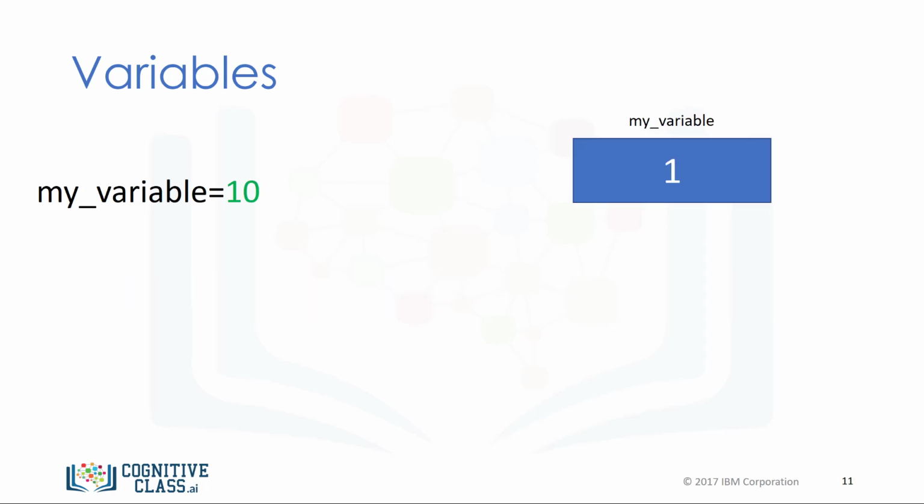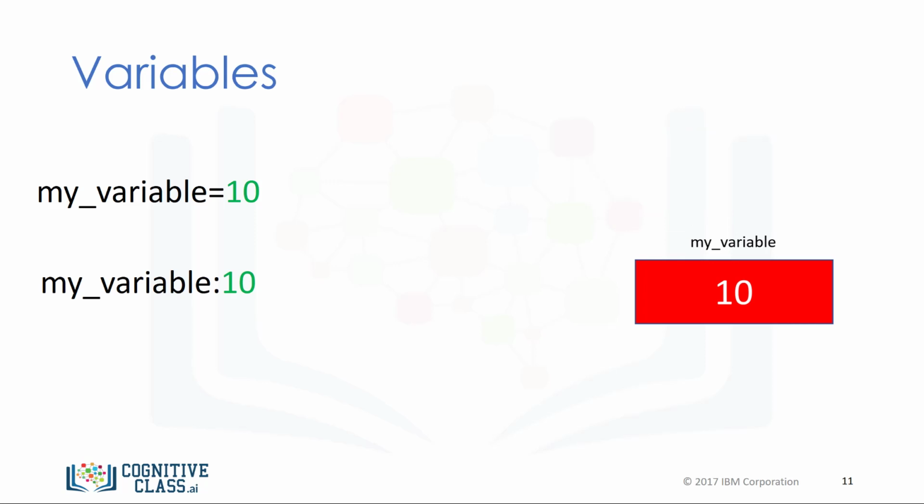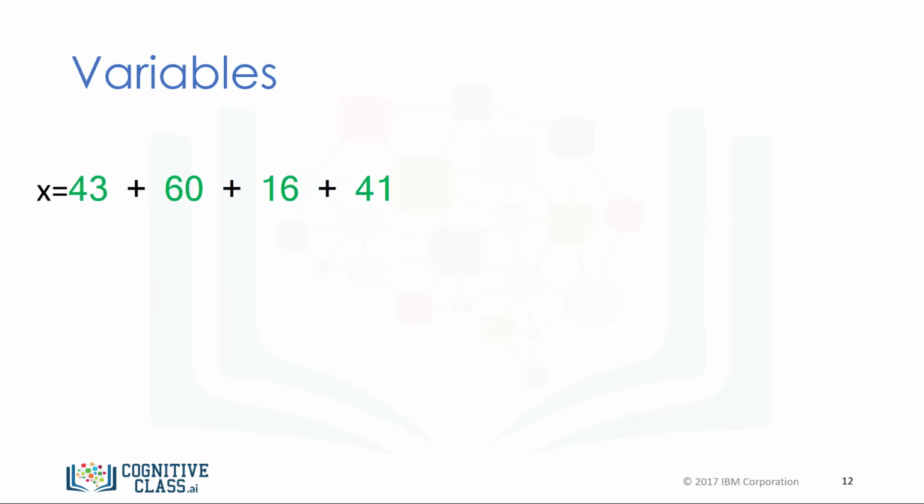We can assign a new value to my_variable using the assignment operator. We assign a value of 10. The variable now has a value of 10. The old value of the variable is not important.